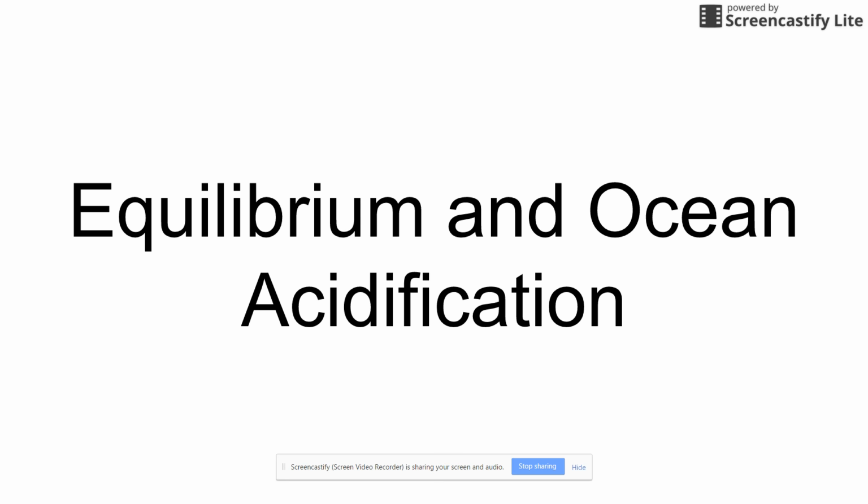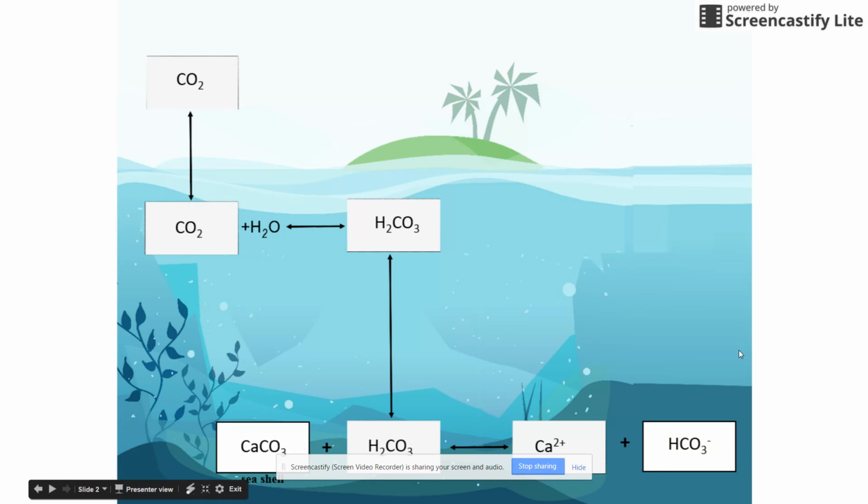In these slides, we're going to talk about equilibrium and ocean acidification. In class, you did a lab where you had a sample of water and you exhaled carbon dioxide into that sample of water. Meanwhile, you were measuring the pH level of the sample. What you found was that the pH decreased over time. In other words, as you were exhaling, the sample of water got more acidic.